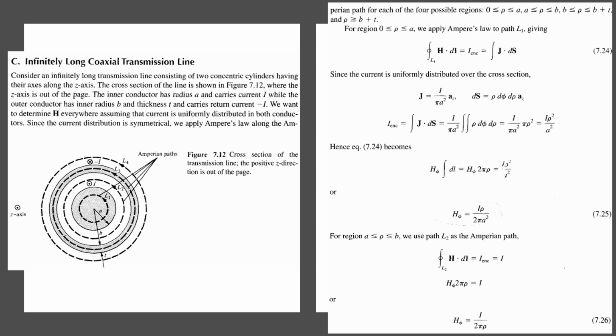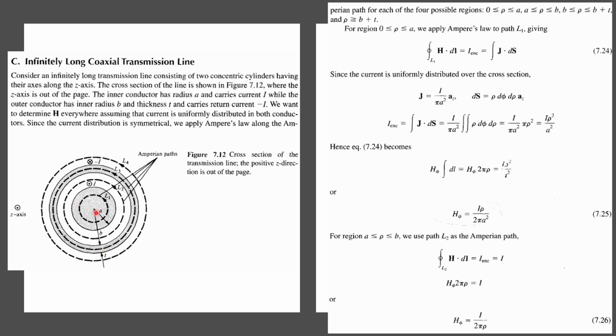Now let's talk about the field intensity, that is, magnetic field intensity due to the infinitely long coaxial transmission cable. Here there are two different circles. First, the inner circle has the radius a, and there is another circle, this one, having the radius b, and the thickness of the outer cable is supposed to be t.